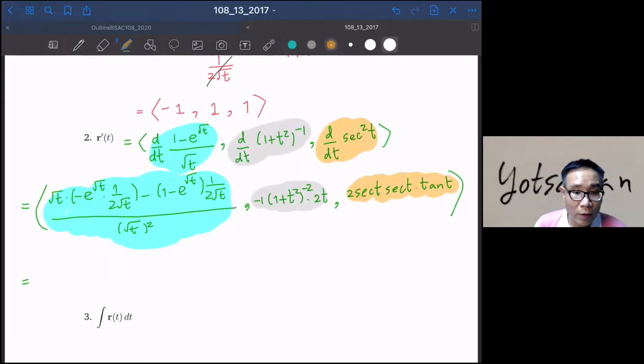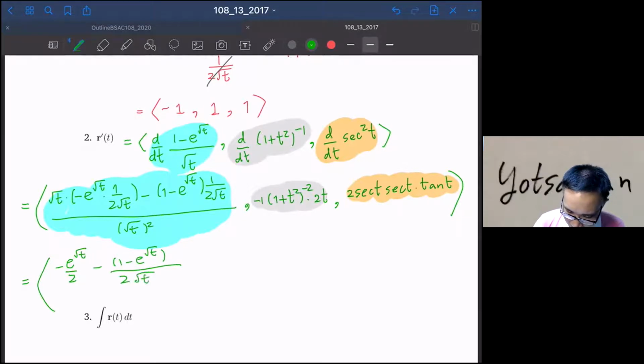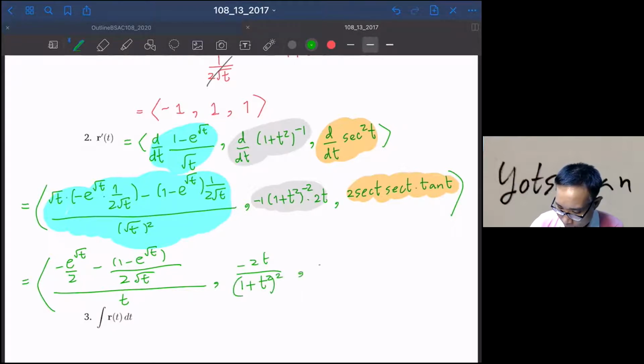You may or may not simplify this. If you like to simplify, you may have negative e to the root t over 2 root t, minus (1 minus e to the root t) over 2 t root t, and you have negative 2t over (1 plus t squared) squared, and you have 2 sec squared t tan t. So this will be a three-term answer.